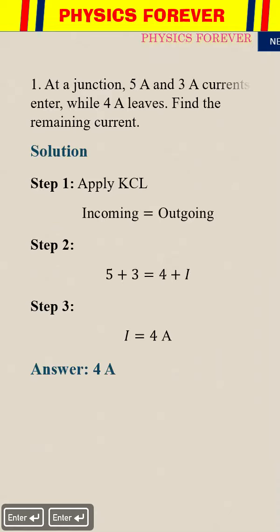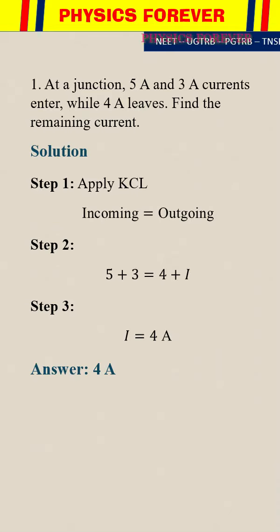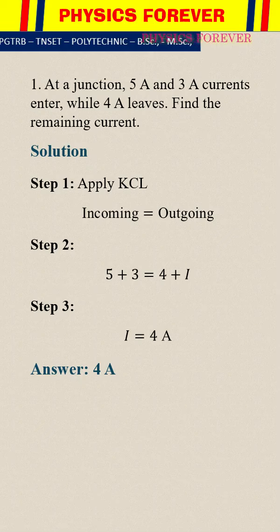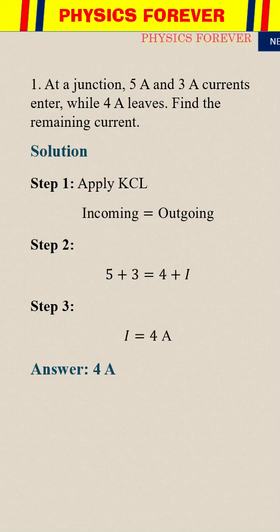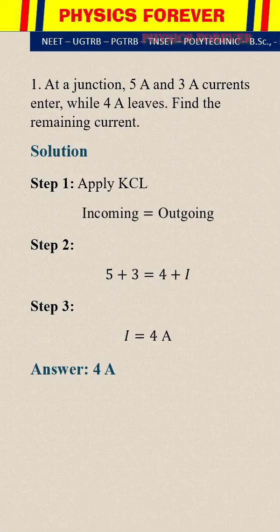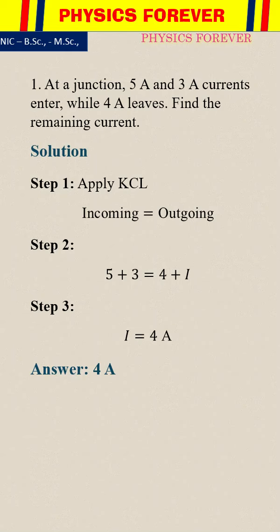Okay, so then first problem, here a junction, then 5A and 3A current is entering while 4A is leaving. Then find the remaining current. So we know the KCL formula, incoming is equal to outgoing, then we have to equate, then we get the current I is equal to 4 A. Okay, already we have given the formula for those problems.